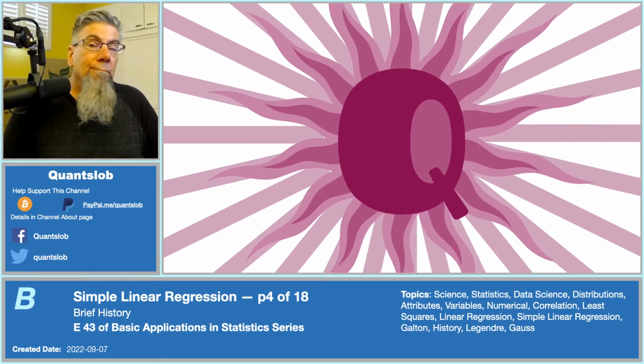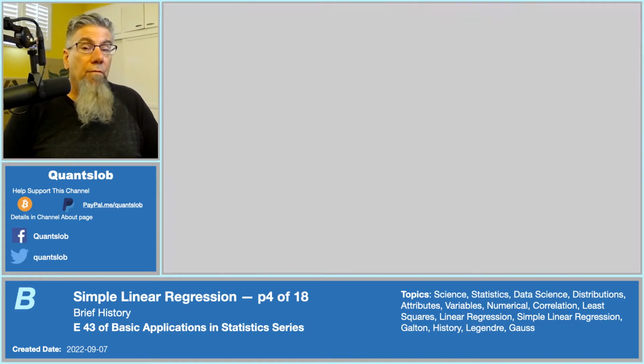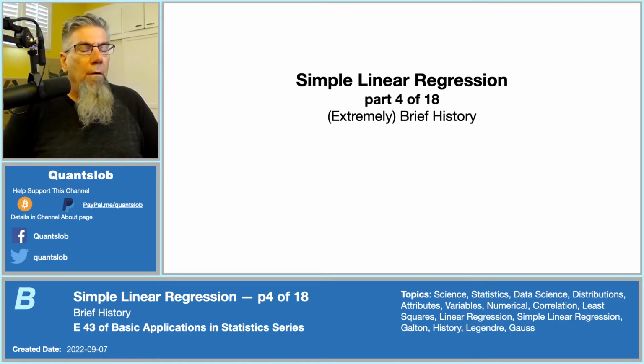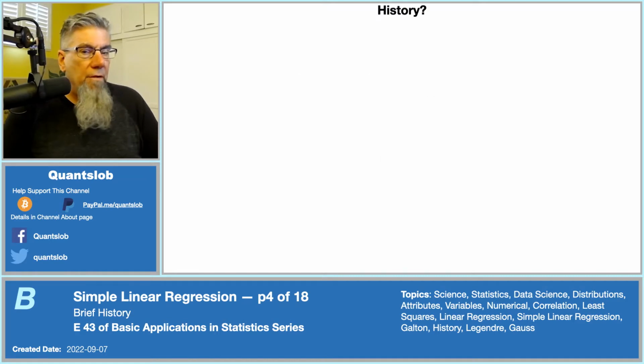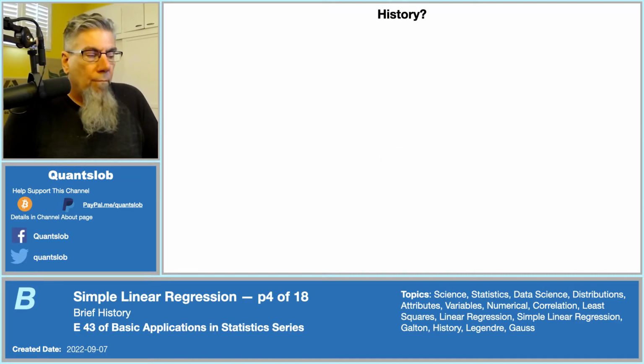This is 43 in our basic application series, Lucky 43, and this time around part 4 of our epic Simple Linear Regression series, a brief history of regression, an extremely brief history of regression. Okay, let's jump right in here.